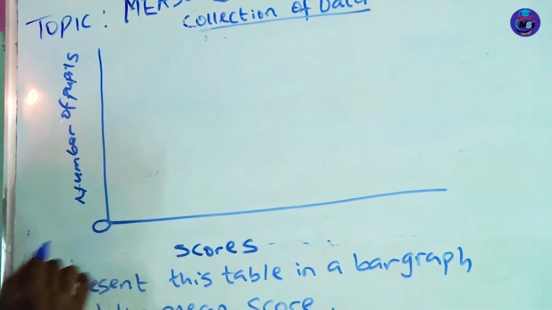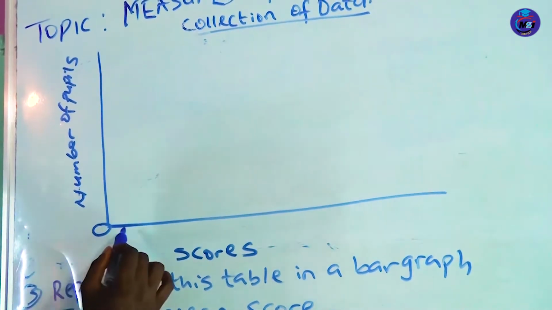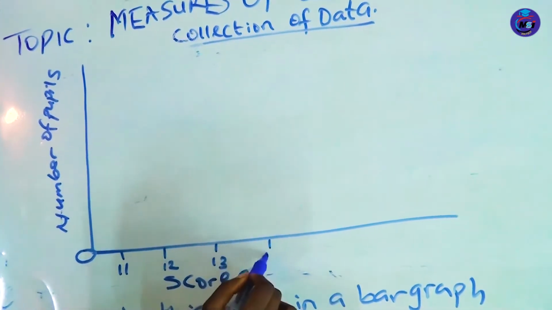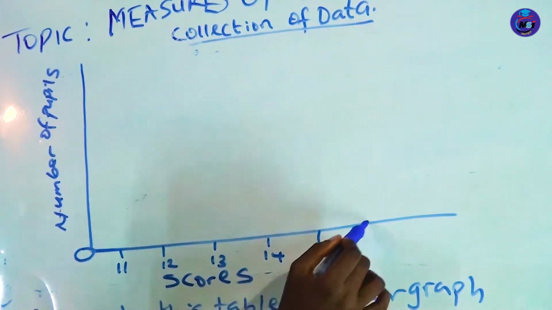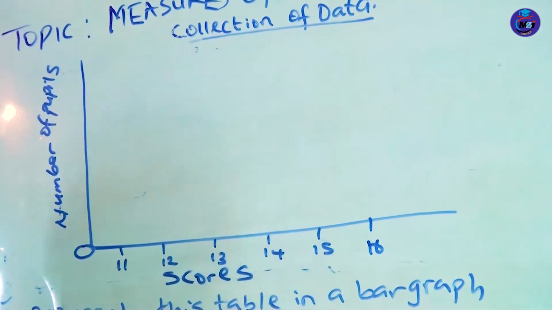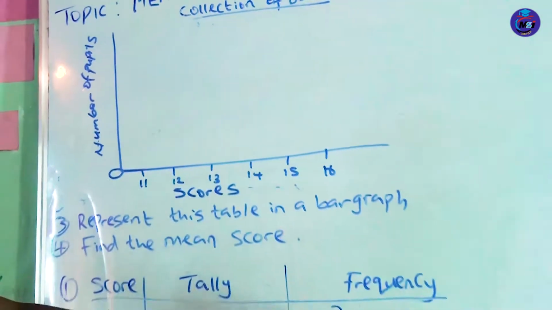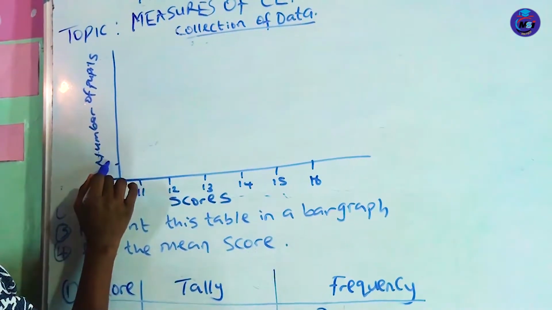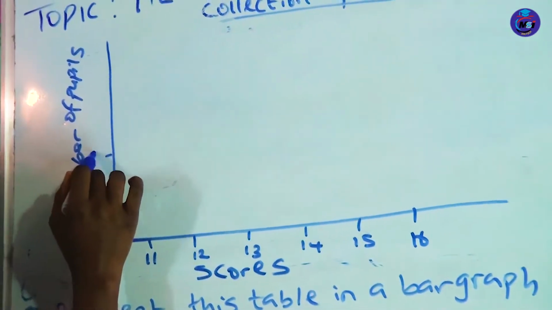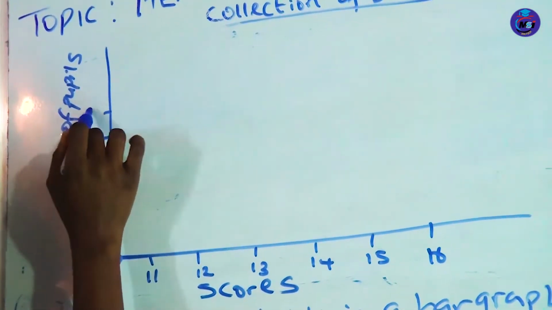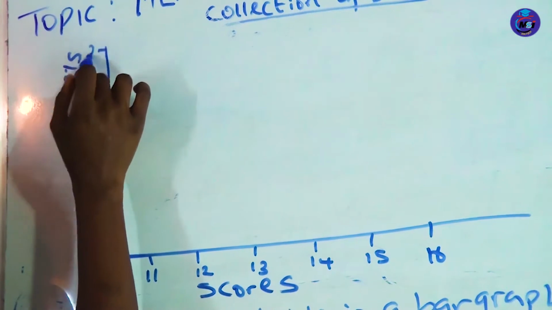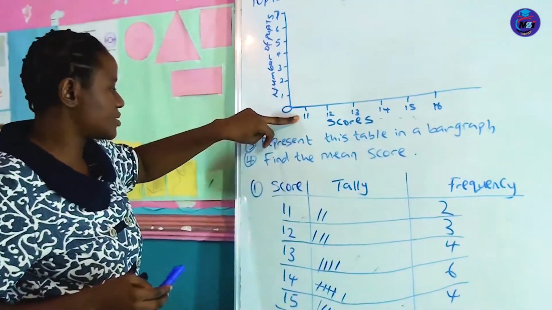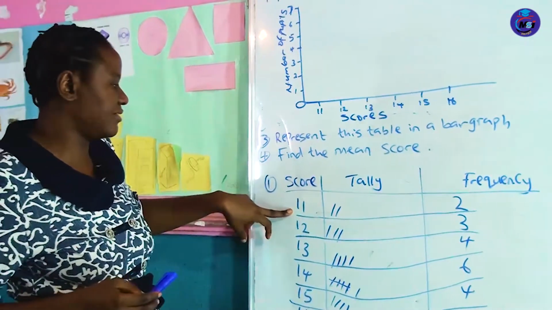Okay, so this is 0. The scores I have here are 11, 12, 13, 14, 15, and 16. Now, the number of pupils in each of them, I have between 1 and 6, so I could do this: 1, 2, 3, 4, 5, 6. I could go on.